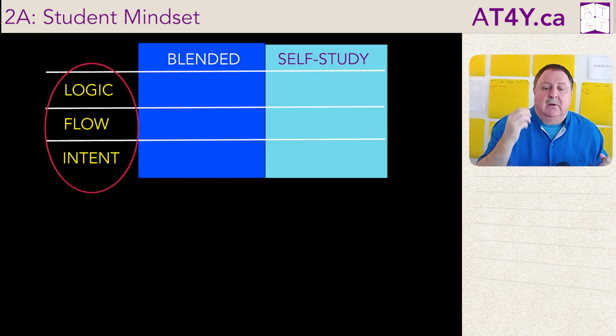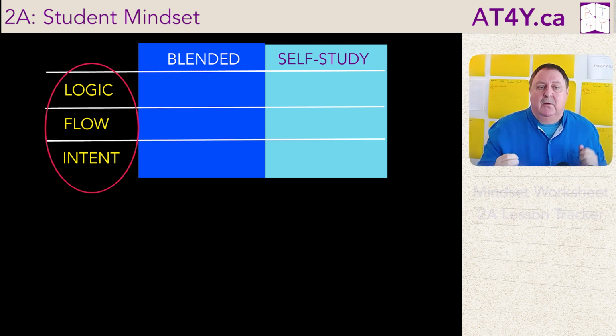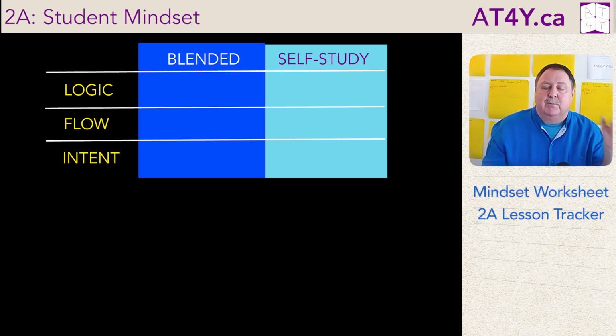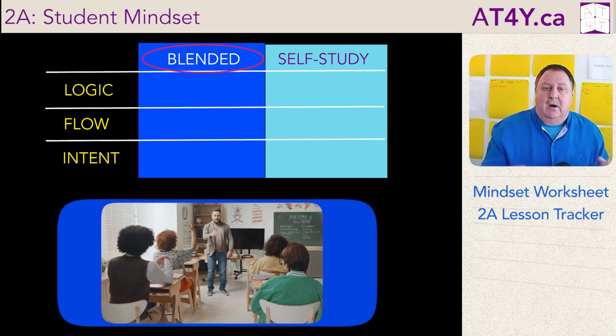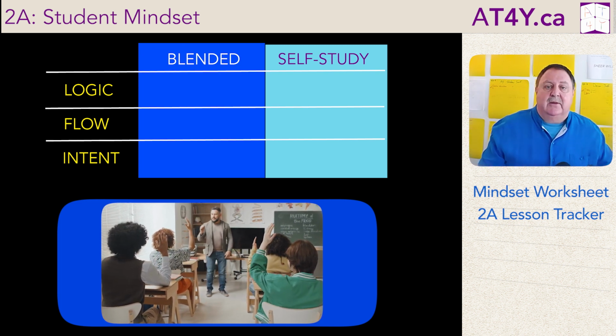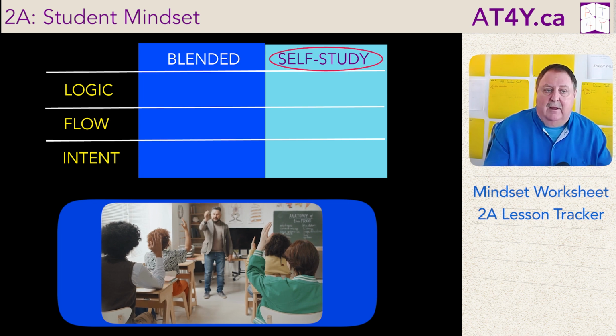Now we're going to talk about three main areas: logic, flow, and intent. And we're going to break it down into blended and self-study. Blended is when the students do a certain amount of the pre-work or the prep work, and then either face-to-face or online, the teacher can bring it all together so it makes a lot of sense for them.